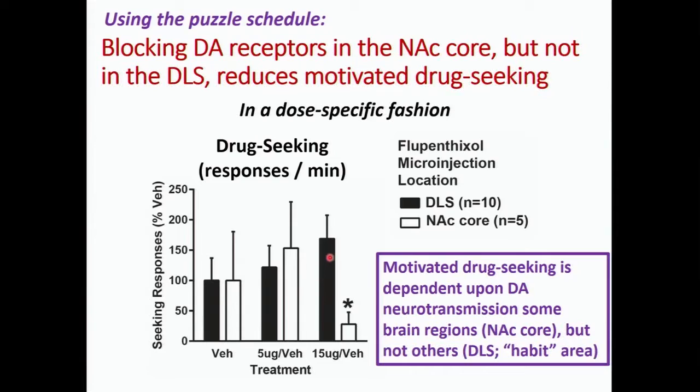Yes? Is this juxtaposed then against earlier studies? Yes. So this is the exact opposite finding of the earlier studies. When a rat is habitually responding, you'd see the exact opposite effect. In a rat that's responding in a habitual manner, you would get a blockade in the dorsolateral striatum, but you wouldn't get a blockade of drug seeking when injecting the drug into the accumbens.